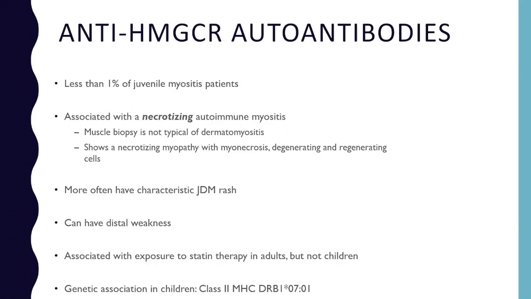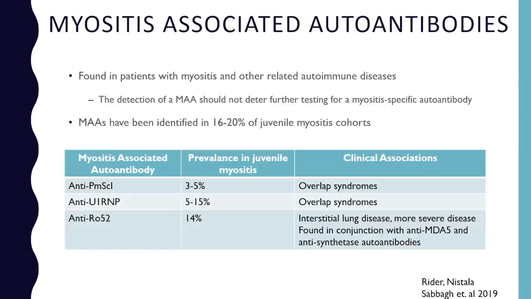In adult patients, these autoantibodies are associated with exposure to statin therapy. Adults taking statins to lower their cholesterol have been described to then go on to develop these autoantibodies and the associated myositis. But children that have these autoantibodies do not necessarily have exposure to statins. There has been a genetic link in these autoantibodies to class 2 MHC DRB1*0701, which is a little unique of this autoantibody population in children.